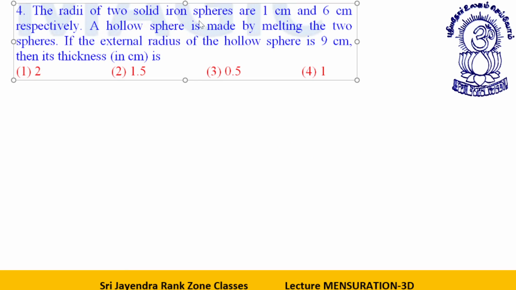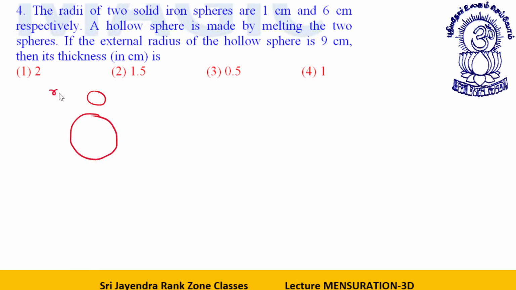The radii of two solid iron spheres are 1 and 6 respectively. A hollow sphere is made by melting the two spheres. If the external radius of the hollow sphere is 9 centimeter, then its thickness is, C, dear students. What do we have? We have two spheres. This is 1, this is 6.